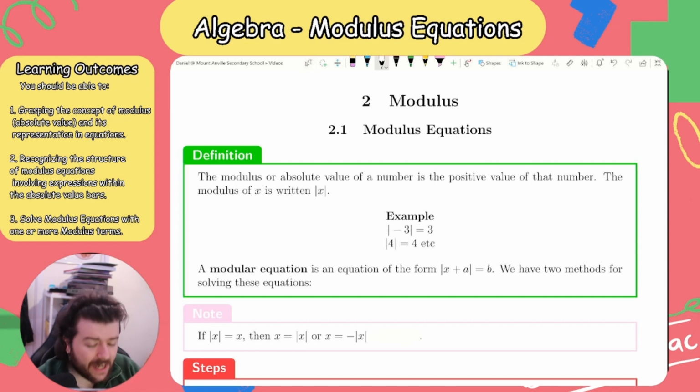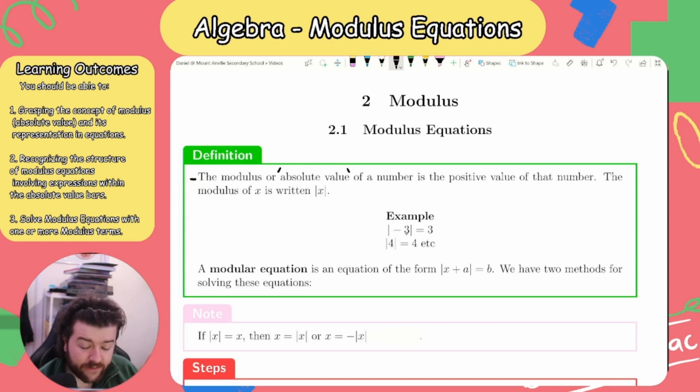So what is the modulus? I am so glad you asked. The modulus, or absolute value, which is another way we say the modulus of a number, is the positive value of that number. So the modulus of x is written as |x|. These lines here are called my modulus. It just means anything that's in my modulus becomes positive.